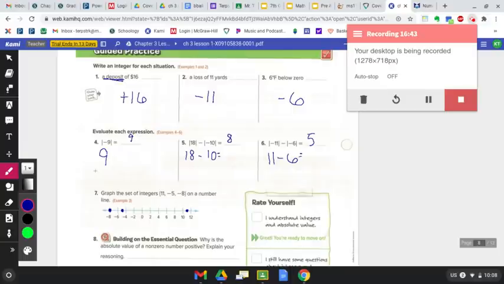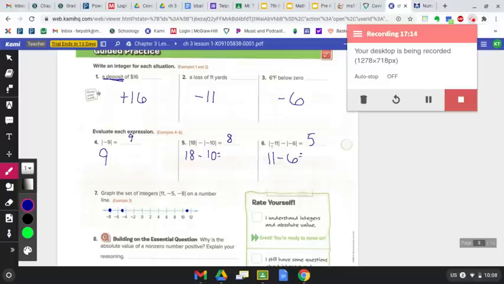All right, let's see how you did here. It says evaluate the expression, the absolute value of -9. So really what these brackets are saying is how far is -9 from 0, and we should know that it is 9 away from 0. Number 5, absolute value of 18 stays 18. Absolute value of -10 is 10. So it'd be 18 minus 10, which should be 8.